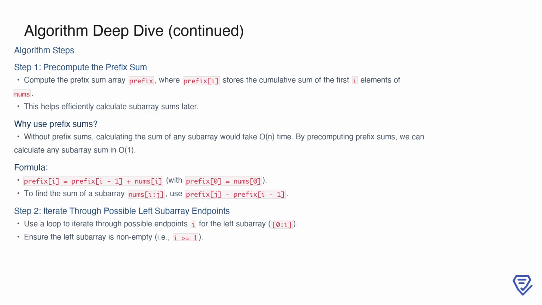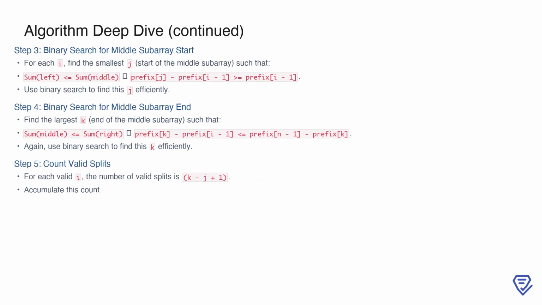Once the prefix sums are ready, we can efficiently calculate subarray sums as we iterate through potential endpoints for the left subarray. The next step is to loop through all possible endpoints i for the left subarray, ensuring that it is non-empty by starting the loop where i equals 1. After determining the endpoint of the left subarray, the focus shifts to efficiently identifying the range of valid middle subarrays.